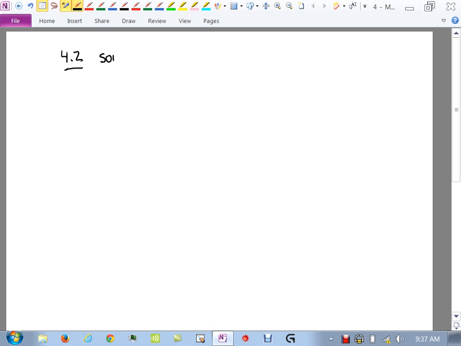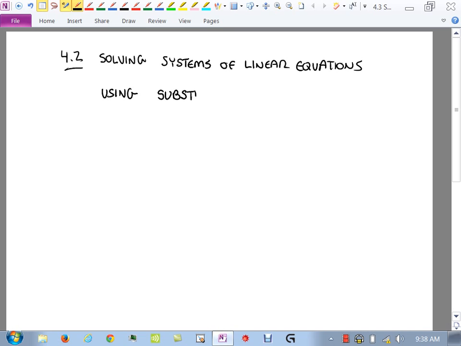So solving linear systems of linear equations using substitution. So that's the method.